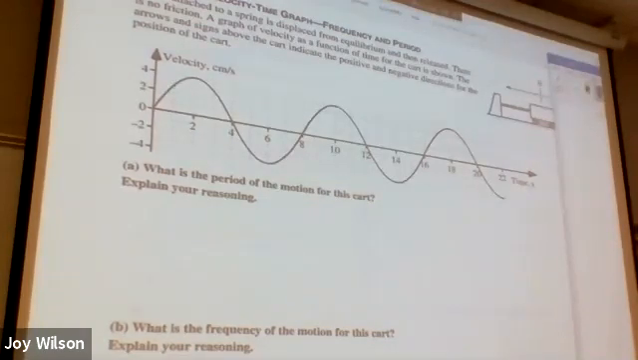So how much time does it take to get to the original position? It doesn't go back to the original position. So four.